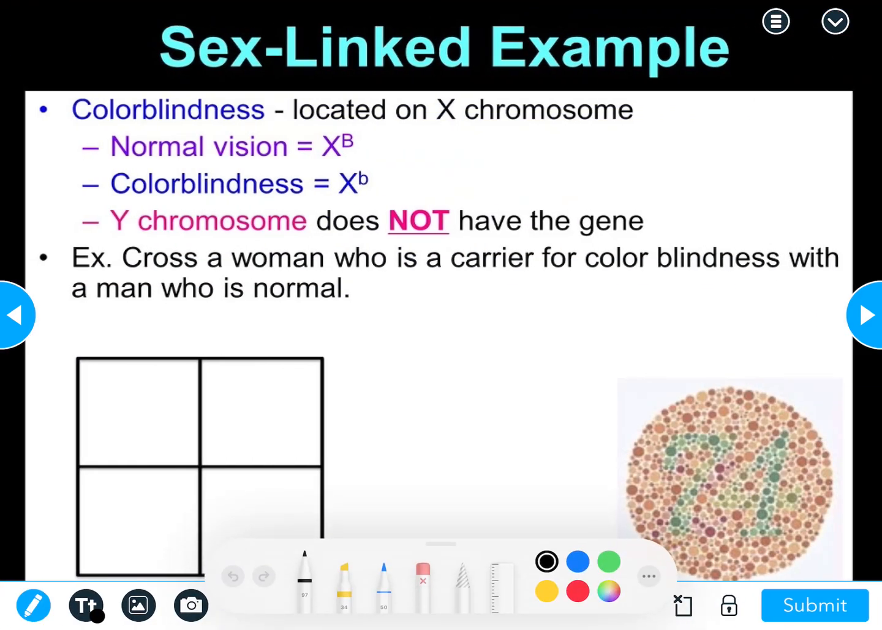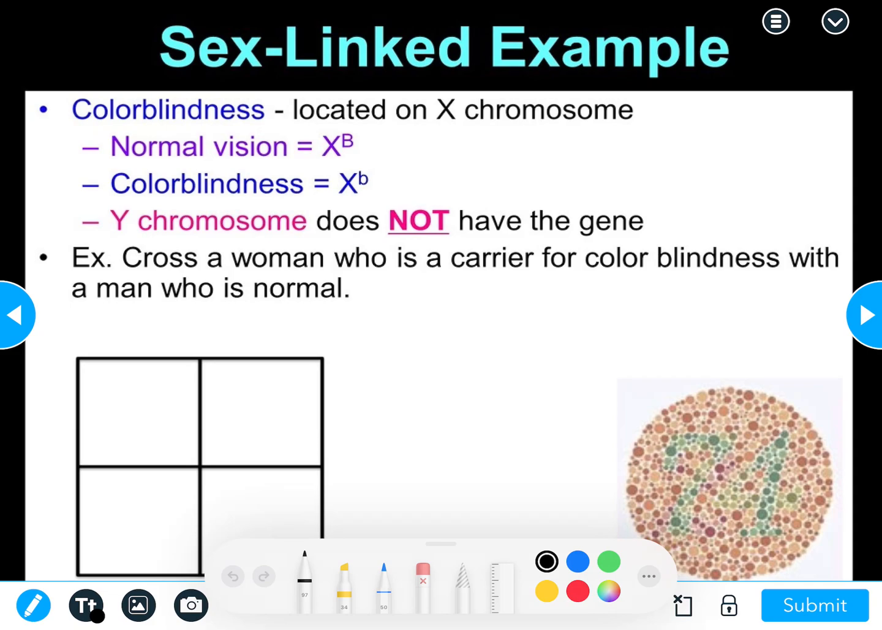So let's practice. Color blindness is also sex-linked. Hemophilia is really cool to look up. It's known as the royal disease, and I'm going to put that as a discussion board. I want you guys to tell me why it's known as the royal disease. But now let's look at this problem.